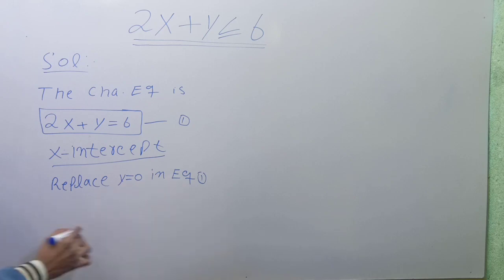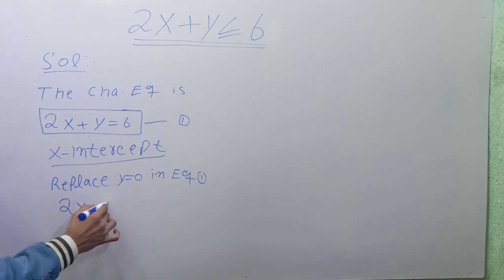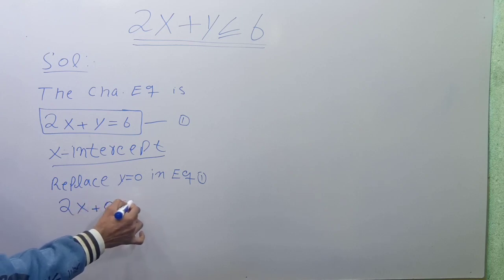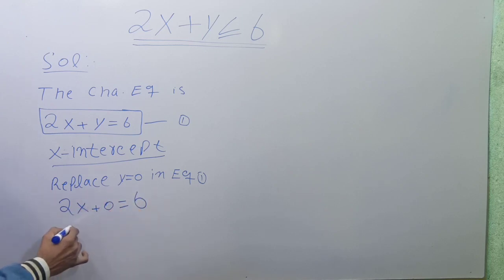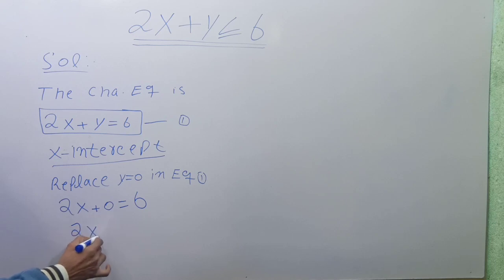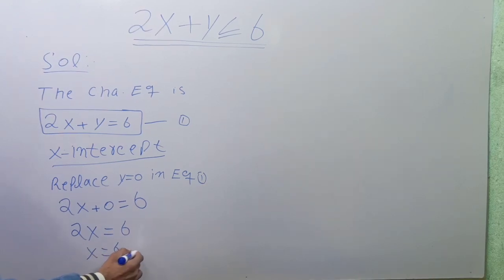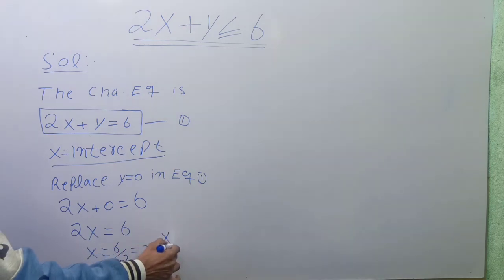Now we are going to find the x-intercept, so we replace y is equal to 0 in equation 1. 2x plus 0 is equal to 6. Now 2x is equal to 6 and x is equal to 6 divided by 2. It is equal to 3. It means the x-intercept is equal to 3.